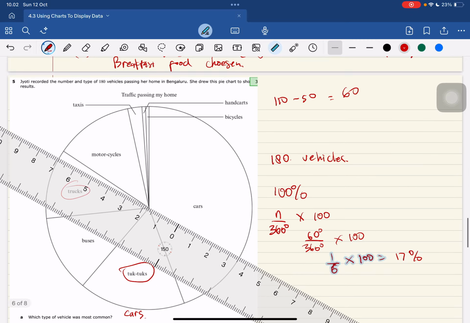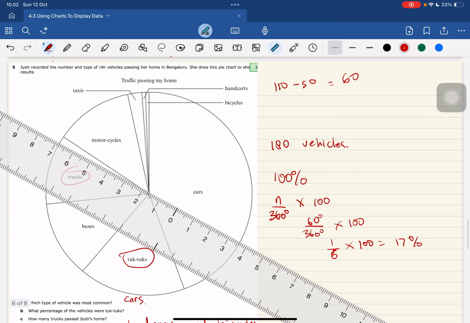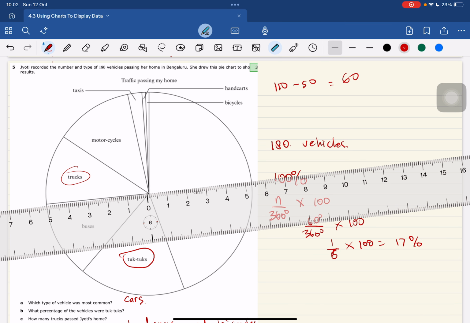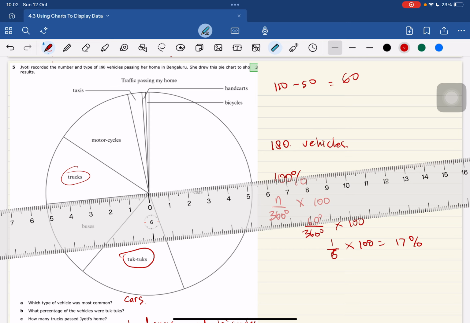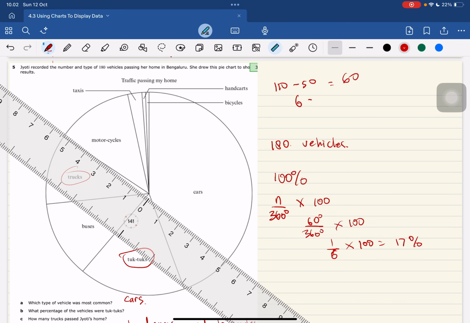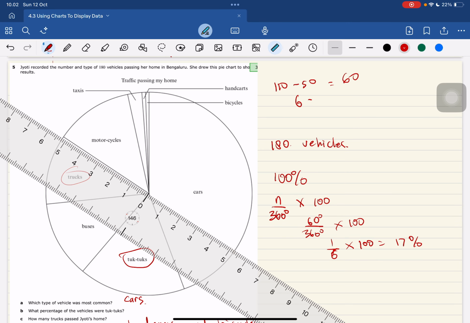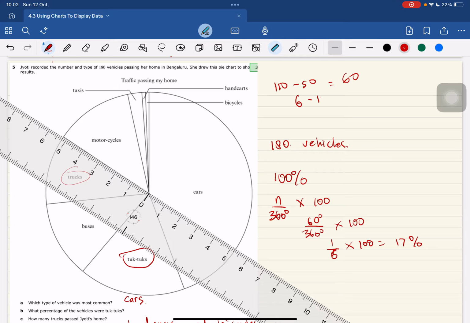So next is truck. This is just approximately from my ruler, so we should find it with your angle to be accurate. So this is from 6 to, let's check it, 146, is it?